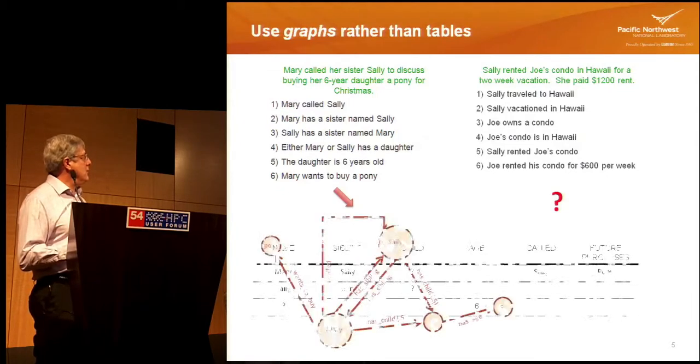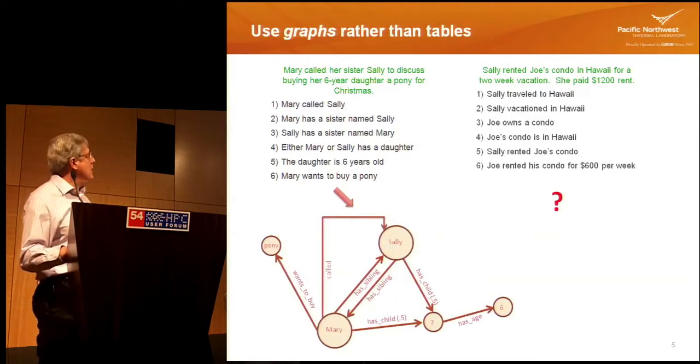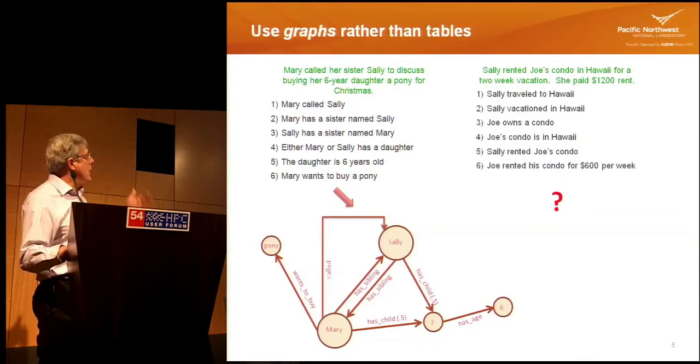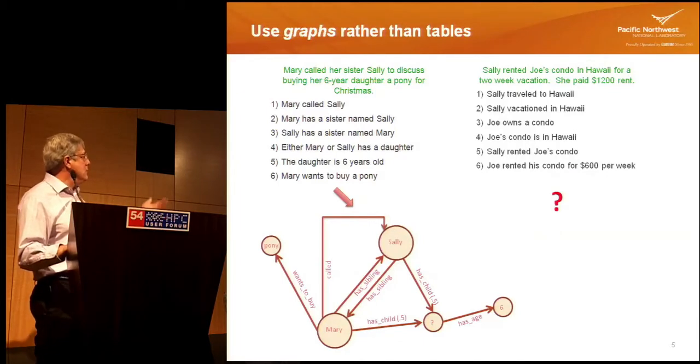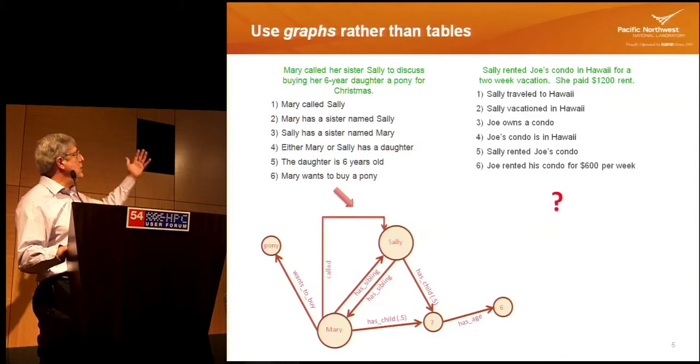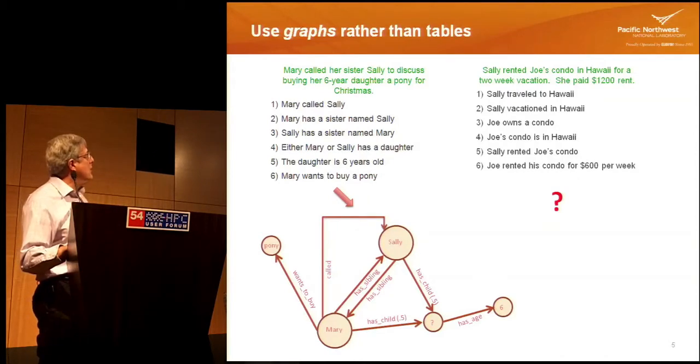But if we represent this as a graph, it's all pretty simple, right? We have a series of nodes and edges in the graph. We can store that in a variety of ways. So we have a node for Mary, a node for Sally, Pony. The child can be a question mark or blank node in RDF. And we can attach edges representing the relationships between those nodes as represented in that email.